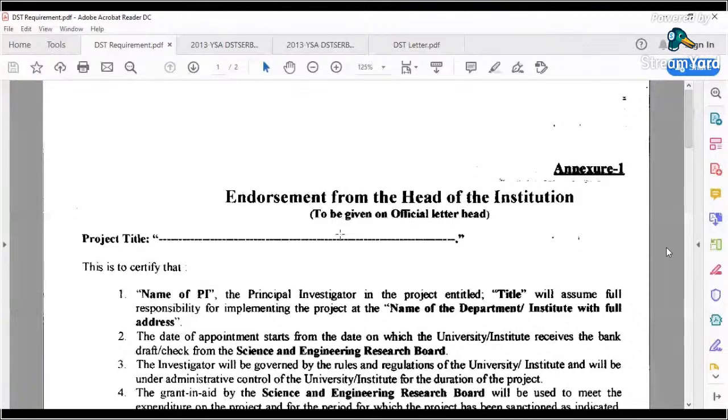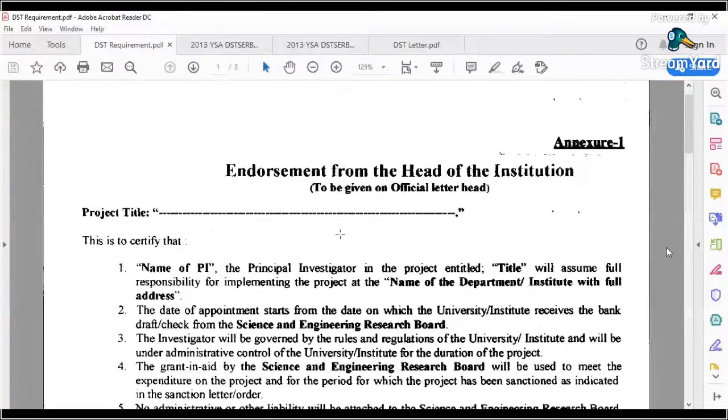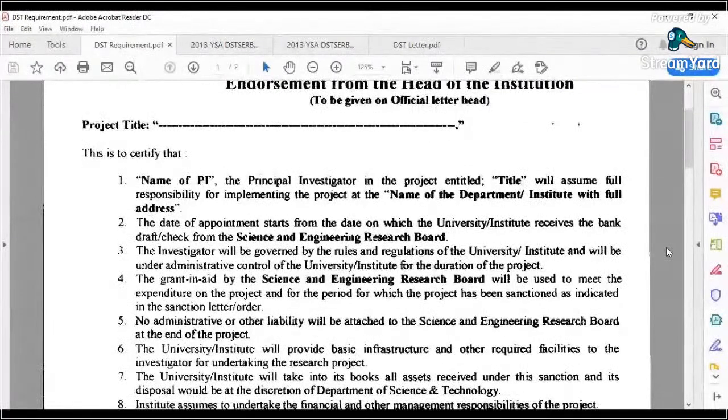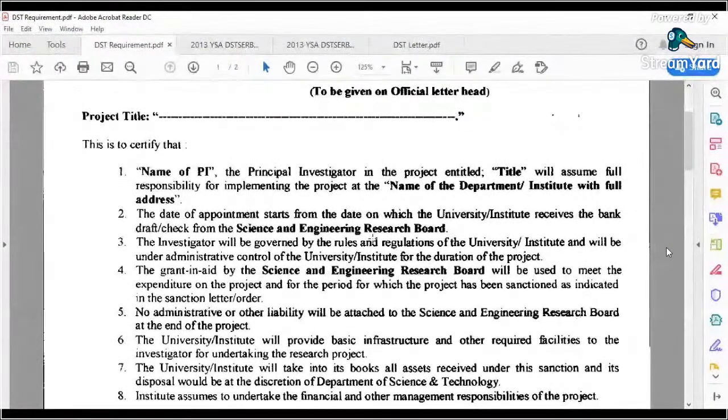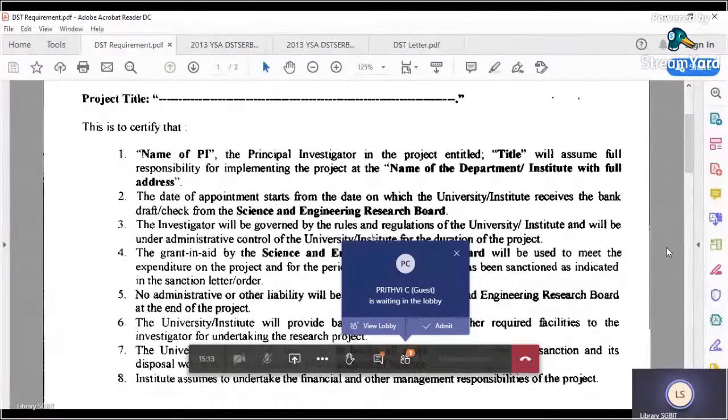So, as you can see, you needed to write the project title here. Then you needed to write the name of the principal investigator. So you just copy this into a Word file and just change or add the name of the PI, the title, the name of the department, institute, and so on and so forth. And this was an undertaking which the institute needed to take if you were sending a project to DST, sir. The most important part in this endorsement is that all the funds that you get or the institute gets from DST will be used only for the institute. So that will be one or two of the points which will be mentioned here.